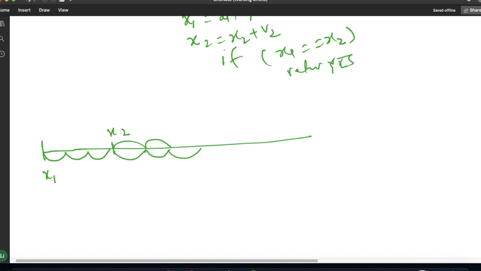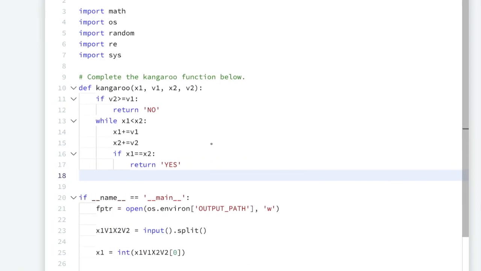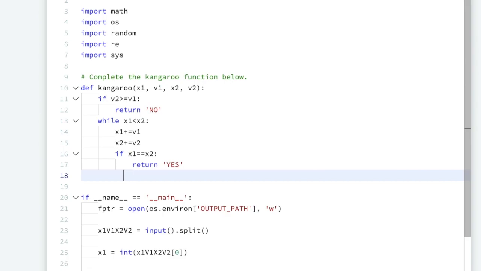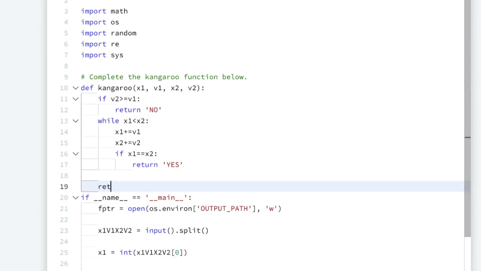A case will come like this, x1 is greater than x2, so it will simply break out of the loop. Now it will simply return yes, otherwise we have to return no. If they are matching, meaning whenever x1 is equal to x2, it will simply return yes, or when this condition fails, meaning when x1 crosses x2, then we have to return no, meaning that case is not possible. Return no.